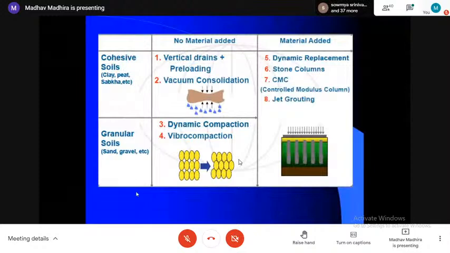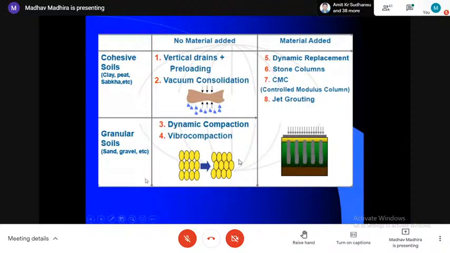We can now think of an improved version of not only improving the soil, but reinforcing or strengthening it by adding some material. If you look at the first set of 1, 2, 3, 4, you find that you're not adding any material, you're only improving the ground conditions.